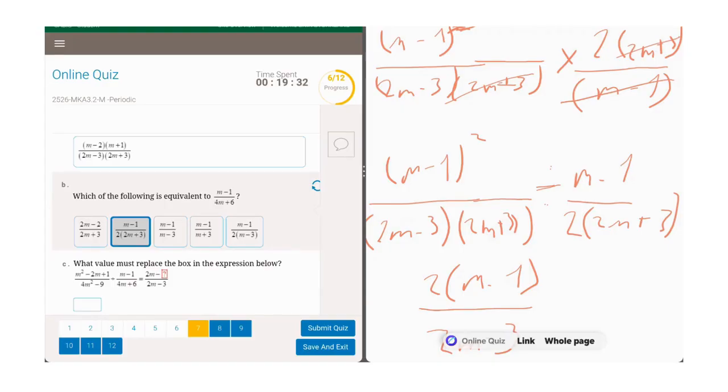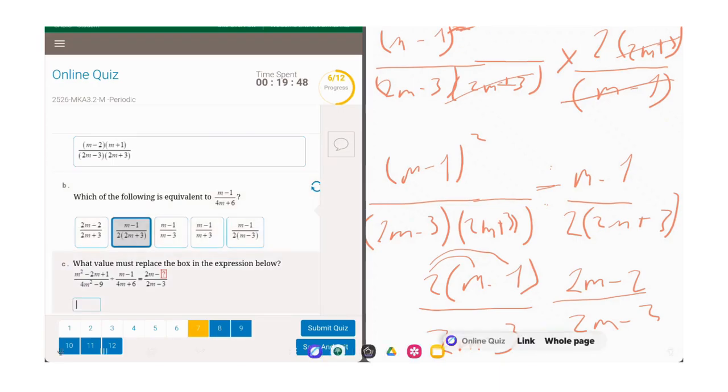Now here it says 2m minus box over 2m minus 3. So what they want for us to do is to distribute this back. So we'll be left with 2m minus 2 over 2m minus 3. So the answer would be 2.